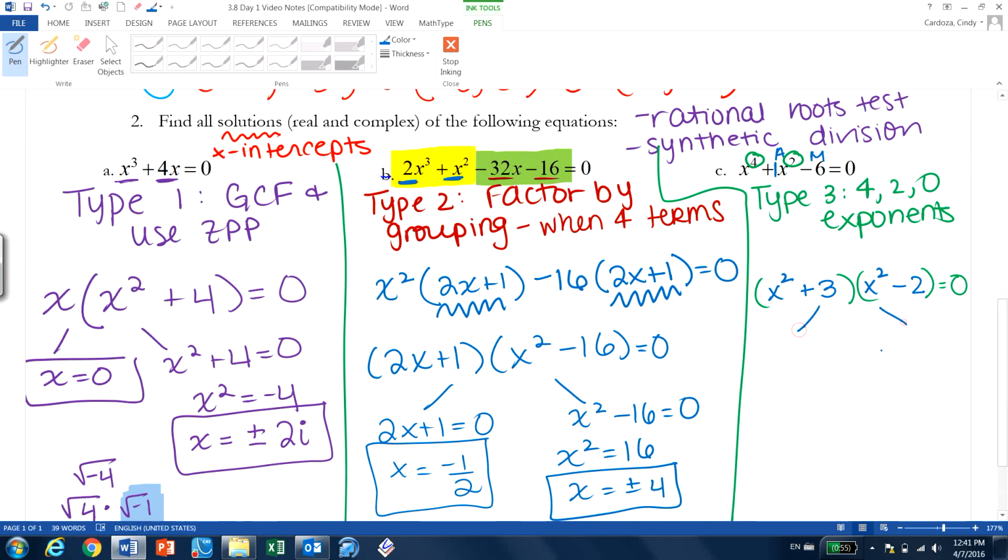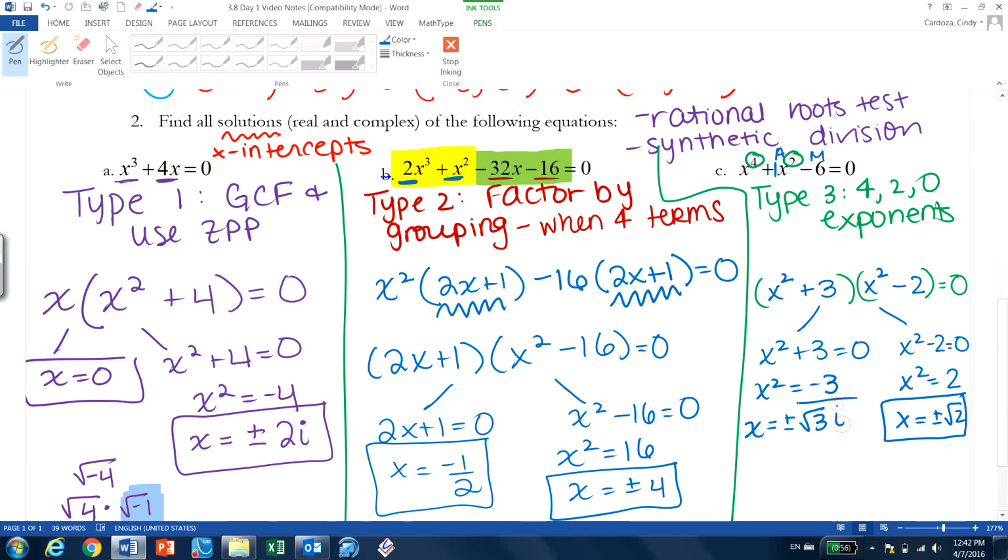And we're going to set each of these factors one more time equal to 0. So x squared plus 3 equals 0, and x squared minus 2 equals 0. So I get x equals plus or minus root 2. So there are two of my answers. I need 4 altogether since my degree was 4. And now x squared equals -3, which means x equals plus or minus root 3 i. Remember that the square root of that negative turns into i.